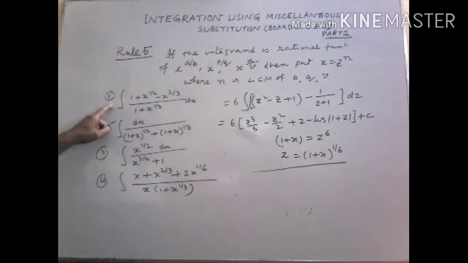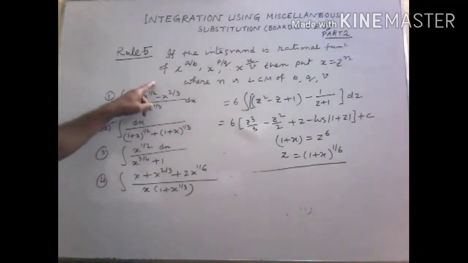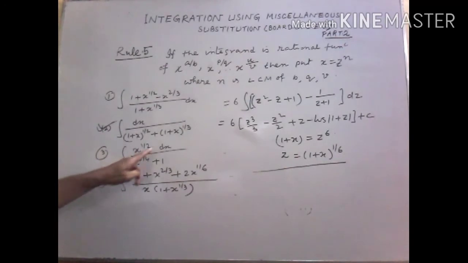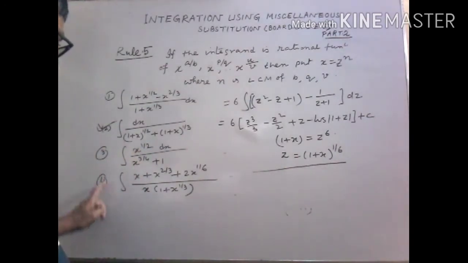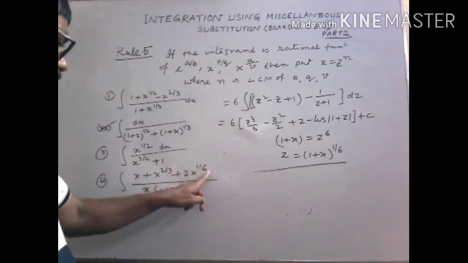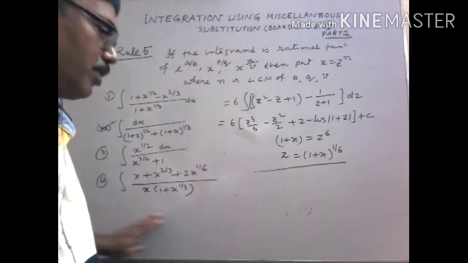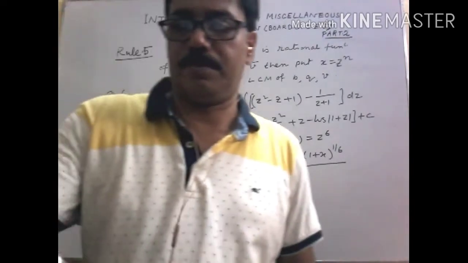Similarly, look, for problem number 1, this is 2, this is 3, this is 3, LCM is 6, x equals to z to the power 6. For problem number 3, 2 and 4, x equals to z to the power 4. Problem number 4, x equals to z to the power 6, LCM of 3, 6 and 3. So you solve the rest of the problems.